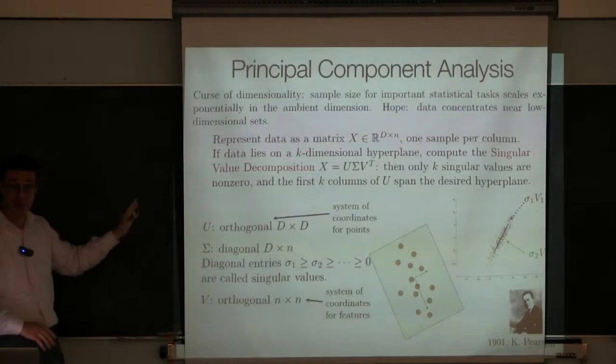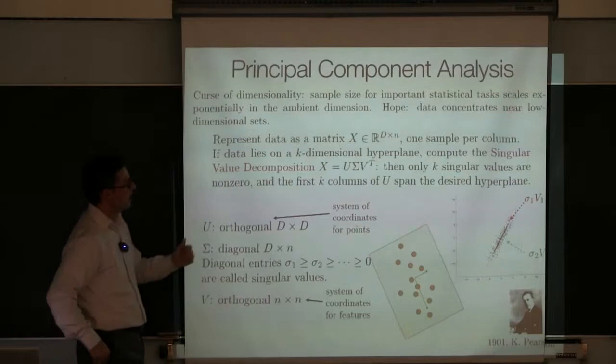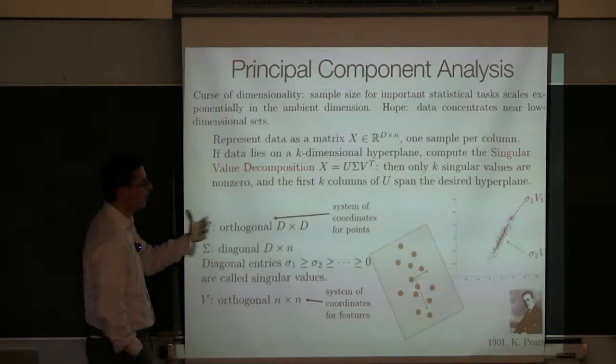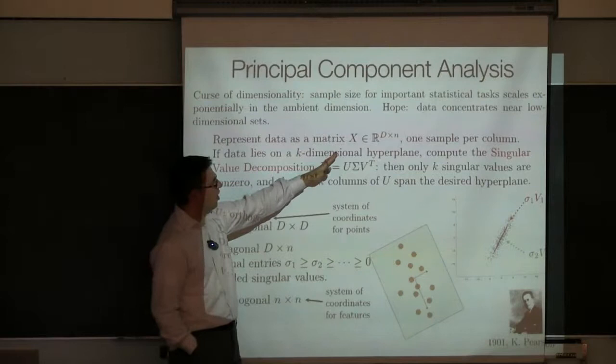And what is that? Well, I assume that many of you are familiar with this, but I'm going to go through this geometrically and also to set the notation for the rest of the talk. So suppose your data is a set of vectors in R^D. D is capital D because D is big.